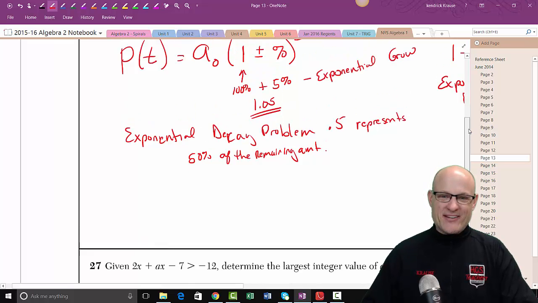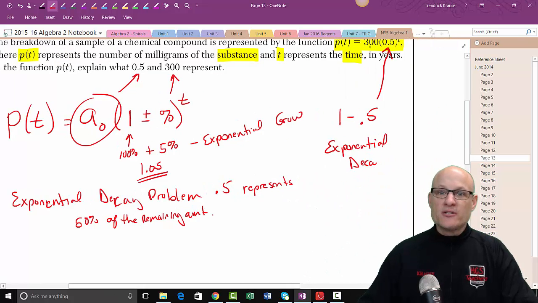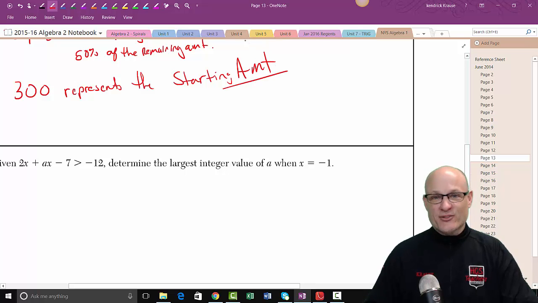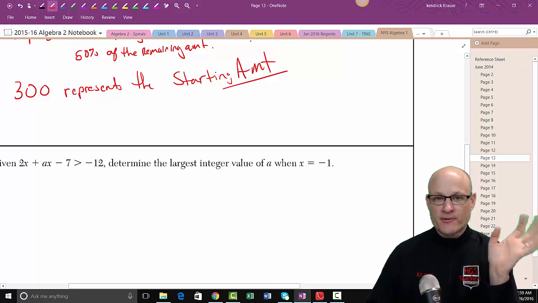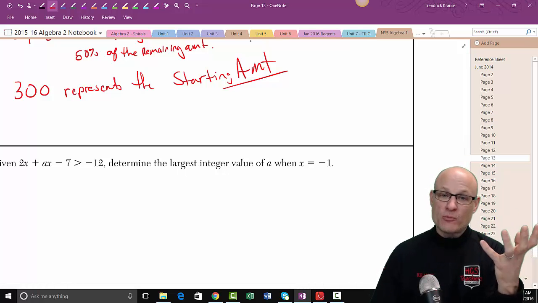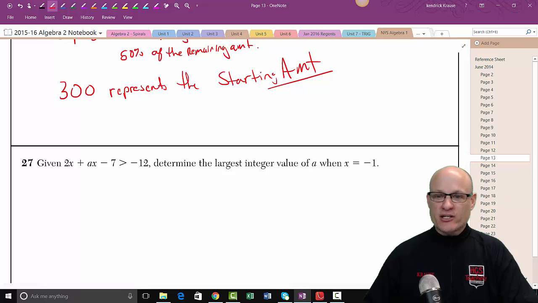The 300, or a sub 0, the number in front, in this case the 300 that's in front, represents my starting amount. The key things on this one, and the way you're going to get your 2 points on this problem, is 1, to tell me that the 300 was the starting amount of whatever the substance is, and that the 0.5 represented an exponential decay. If it was bigger than 1, it would be exponential growth, but because it's less than 1, it's exponential decay. All right, so kind of a tricky question here.